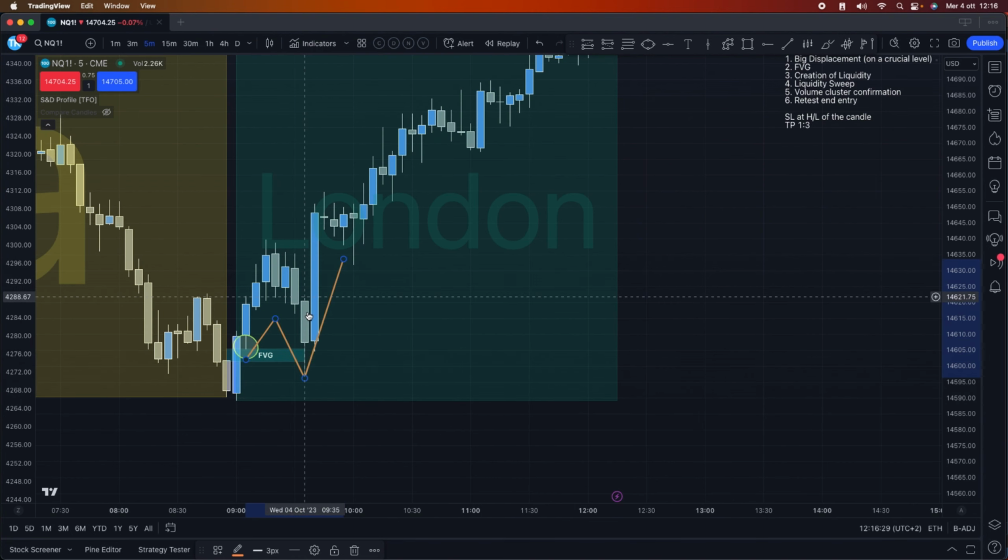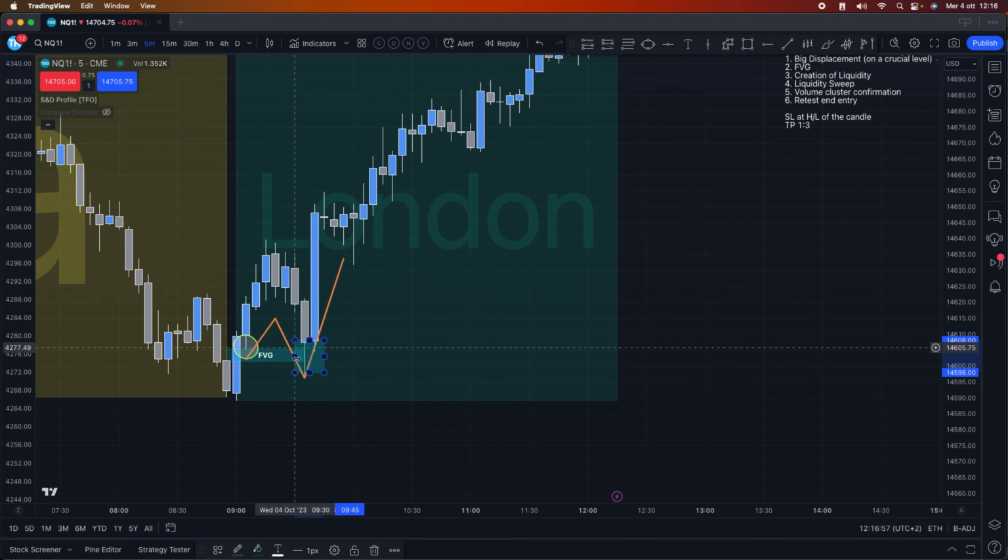So wait for a retest of the cluster, point number five, the grabbing of the liquidity created here. So here, to do this movement, the price basically refused to go down.